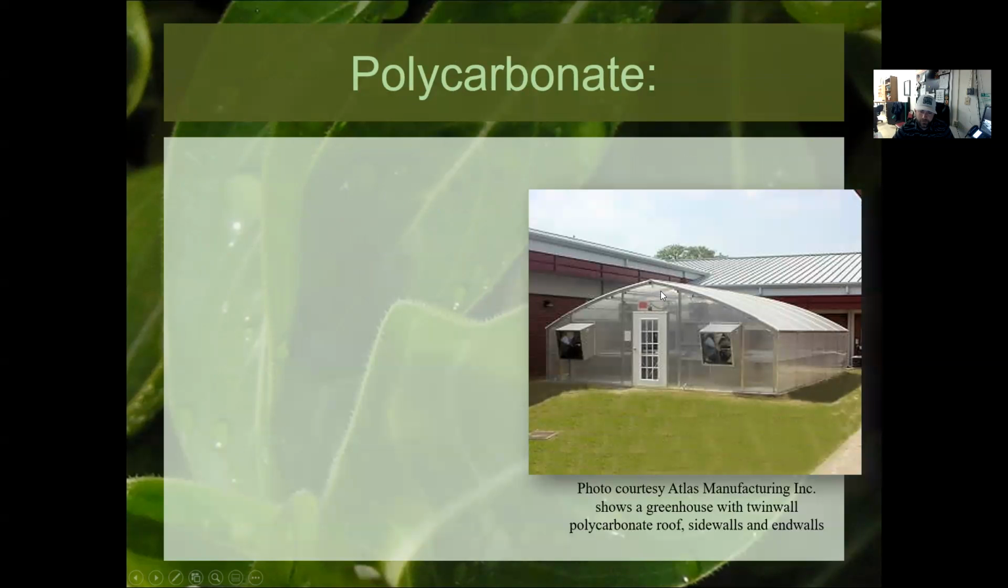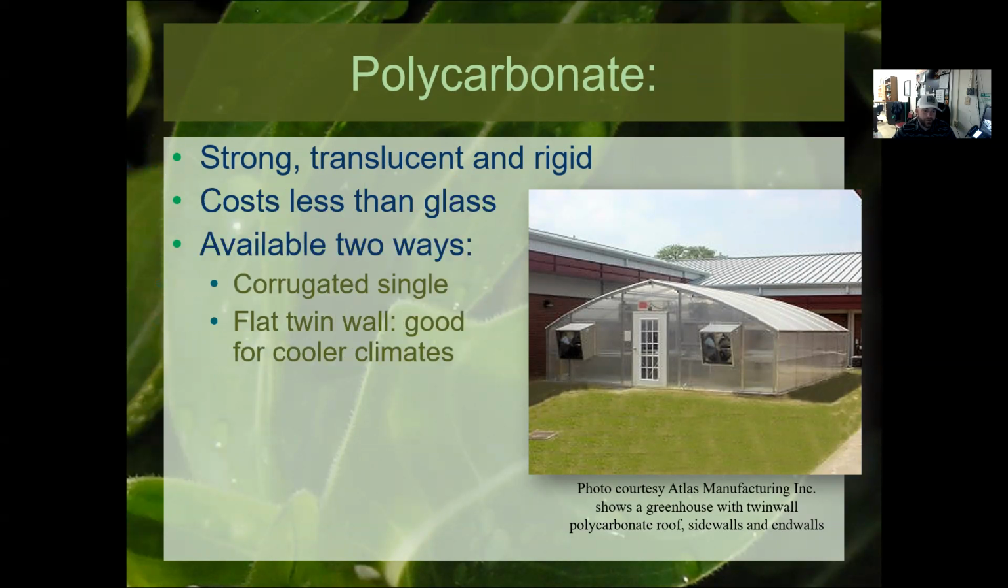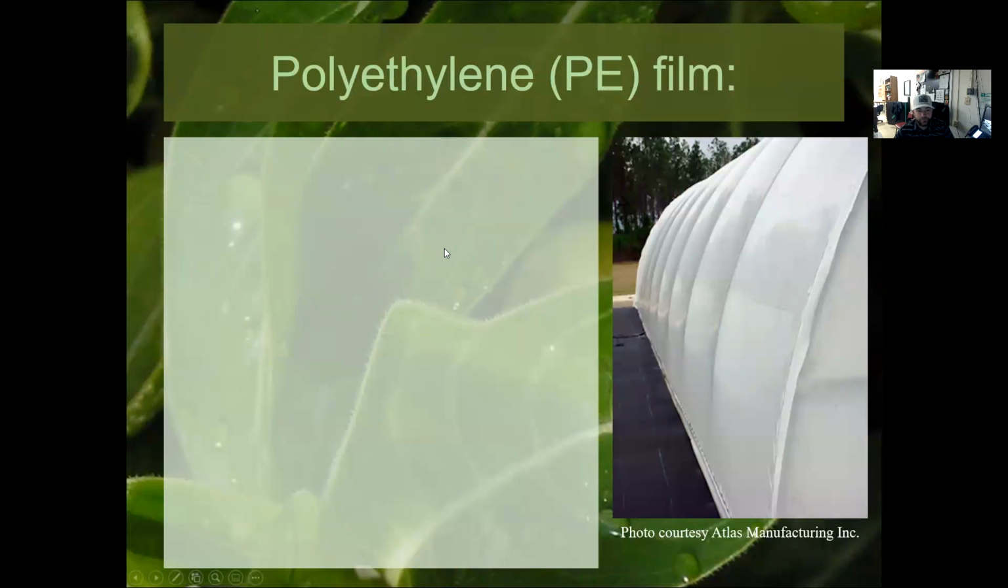So polycarbonate, this is typically what you're going to see at most educational institutions. Strong, translucent, and rigid, costs less than glass, and is available 2 ways: corrugated single or a flat twin wall, good for cooler climates. The flat twin wall is typically what you want to have here in Pennsylvania because you have 2 panes of polycarbonate, and what it does is it traps that heat within both of them and heats your greenhouse for a longer period of time. It's easily cut for installation and one of the 2 most used coverings.